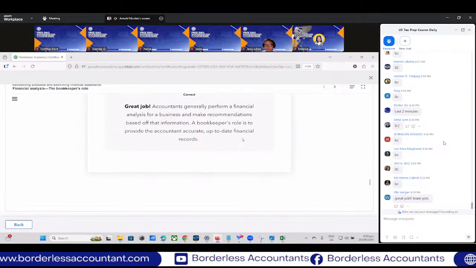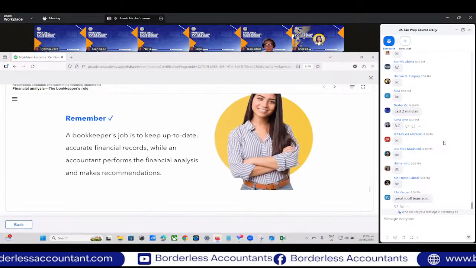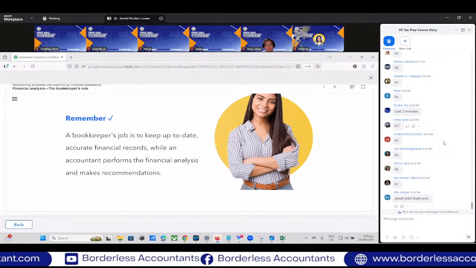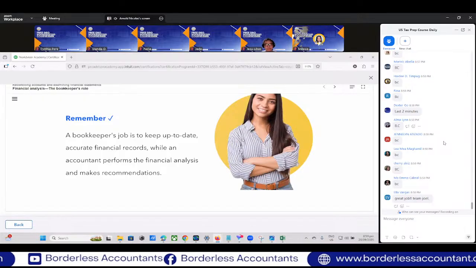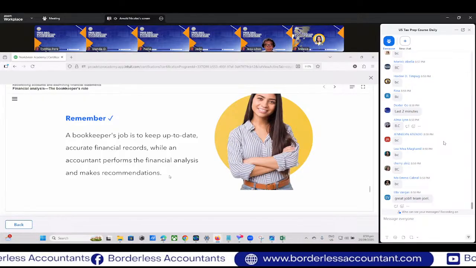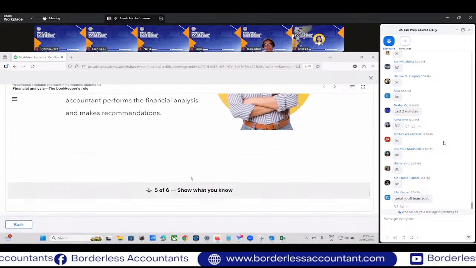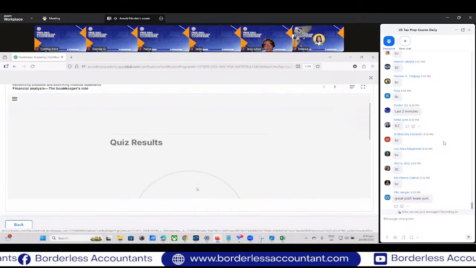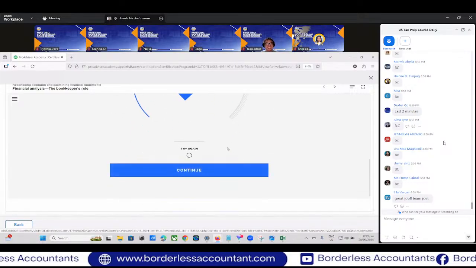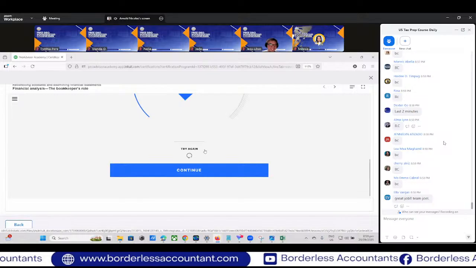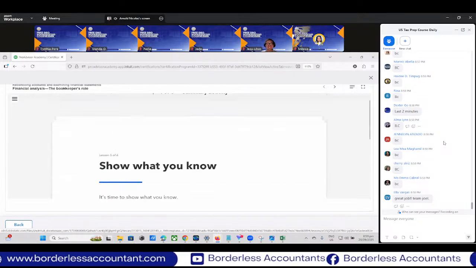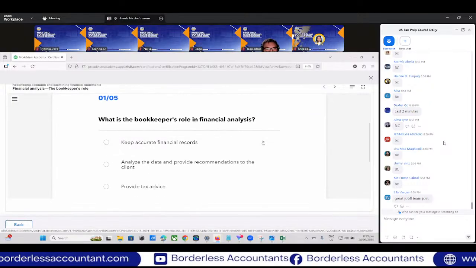Repeating lang. Okay, remember, a bookkeeper's job is to keep up-to-date, accurate financial records, while an accountant performs the financial analysis and makes recommendations. Tapos na natin? Oh, tapos na pala. Oh, that's my score. Try again. Nakita pa tuloy yung score ko.